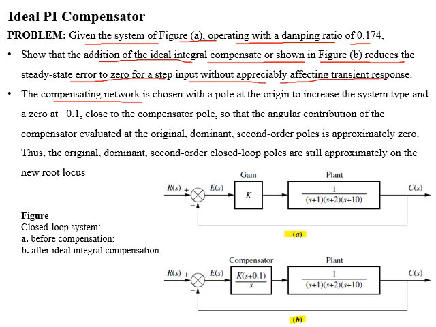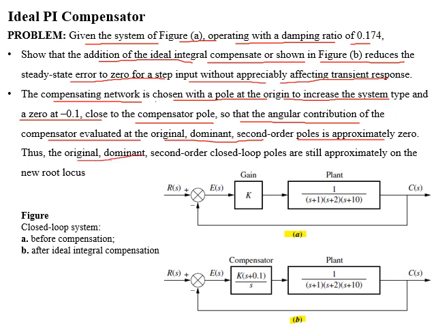The second point is that the compensating network is chosen with a pole at the origin to increase the system type, and a 0 at minus 0.1, which is near the origin, so that the angular contribution of the compensator evaluated at the original dominant second order pole is approximately equal to 0. So the original dominant second order closed loop pole will still be on the new root locus.